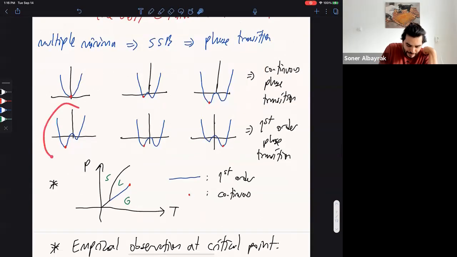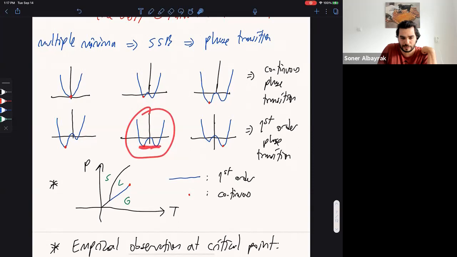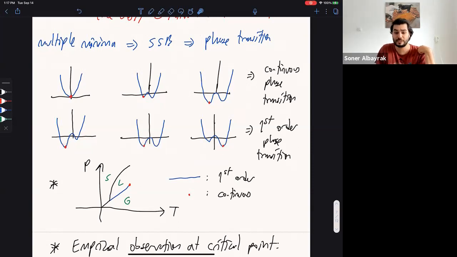But consider this case. I start with this function. I change some parameter. It becomes like this. Now these two minima are degenerate. Then I vary it a little bit more, and it becomes like this. Now the minima, it was on the left, jumped to the right. This is also a phase transition, but it's not continuous. We see that the minima is jumping from one to the other as we change some parameter. So this is associated with the first order phase transition.